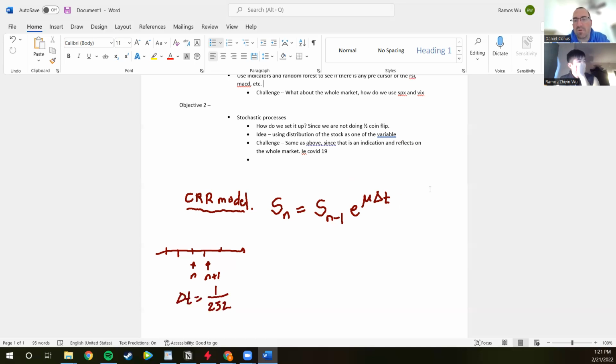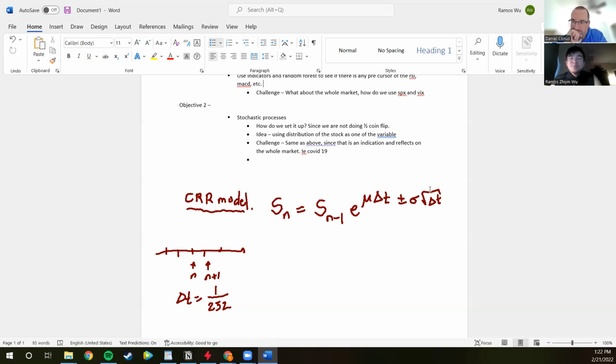We say, now I'm going to put plus or minus sigma square root delta t. Now we're going to do a model where it can go up or down at each step. If it goes up, it's going to be sigma square root delta t. If it goes down, it's going to be minus sigma root delta t. So if it goes up, it's going to be mu delta t plus a little bit, and if it goes down, it's going to be mu delta t minus a little bit.